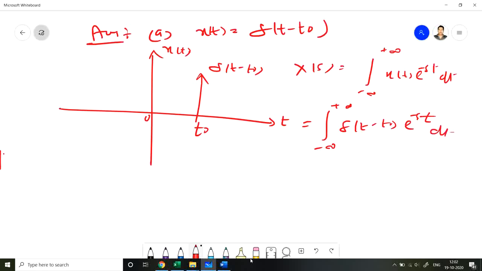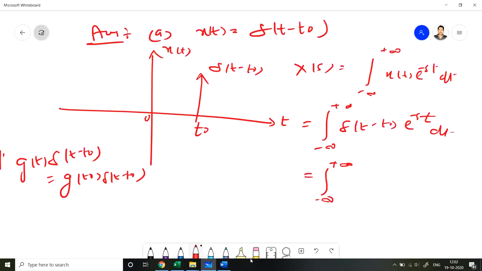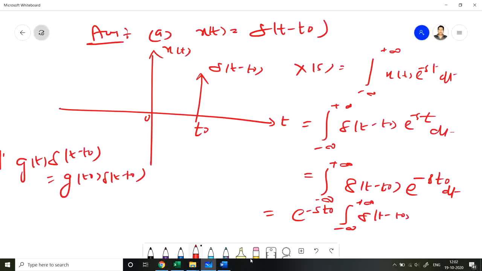Now we can apply the property. If we multiply g(t) with δ(t − t0), what we will get? We will get g(t0) δ(t − t0). So here we can apply the integral from minus infinity to plus infinity of δ(t − t0) e^(−st) dt. We can take e^(−st0) outside, and this is equal to e^(−st0) into 1.